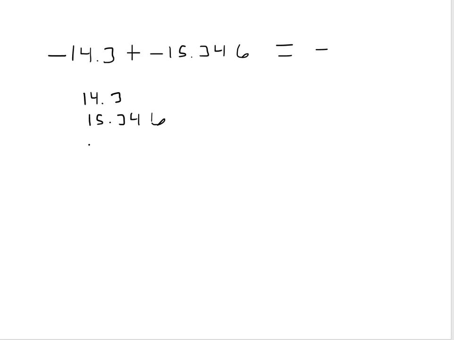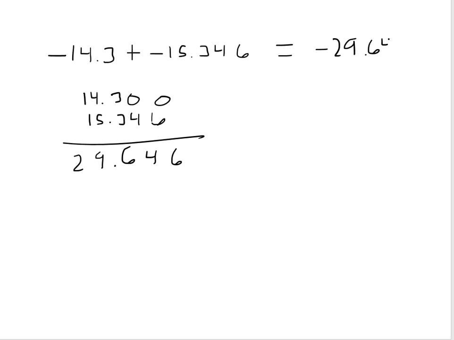I'm going to put zeros in here, and then we just add. 0 plus 6 is 6, 0 plus 4 is 4, 3 plus 3 is 6. Bring our decimal straight down. 4 plus 5 is 9, 1 plus 1 is 2. So negative 29.646. Okay, let's go ahead and look at the next one.